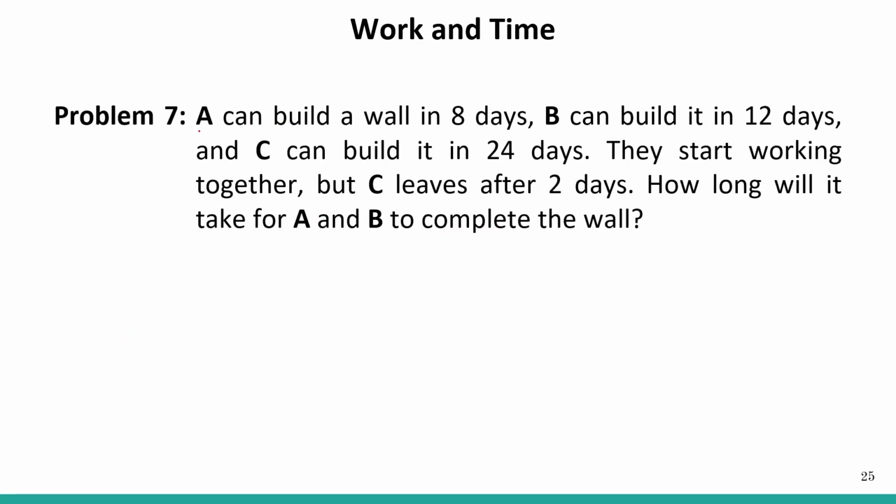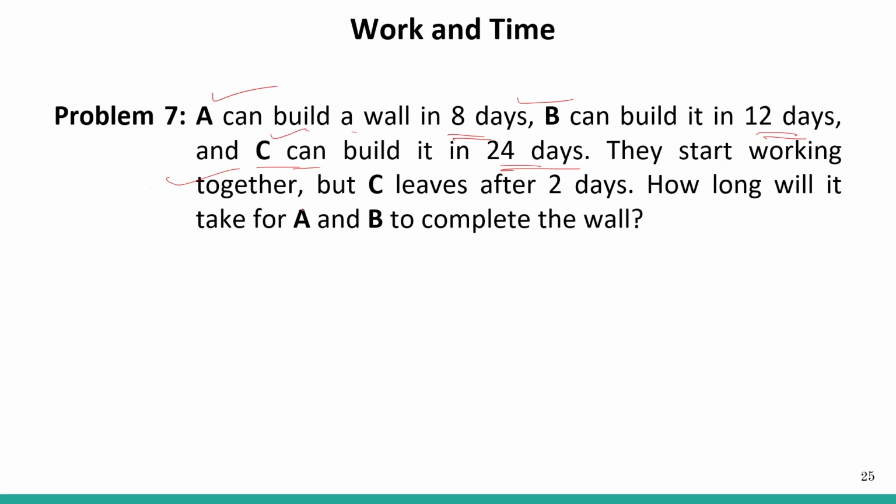Let's see problem number 7. A builds a wall in 8 days, B can build it in 12 days, and C can build it in 24 days. They start working together. So A, B, C: there are 3 people involved here. Till now we have seen work problems with 2 people involved, but in this case there are 3 people, A, B and C, and they all have different work rates.